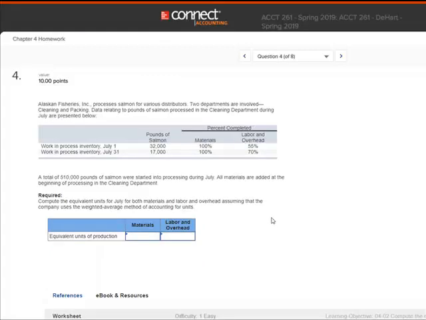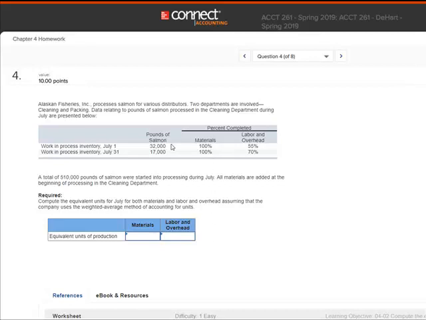In question 4, you are asked to calculate equivalent units of production. So this is total equivalent units of production. However, you're not given the number of units completed and transferred out to the next department, but you are given enough information to calculate that number.